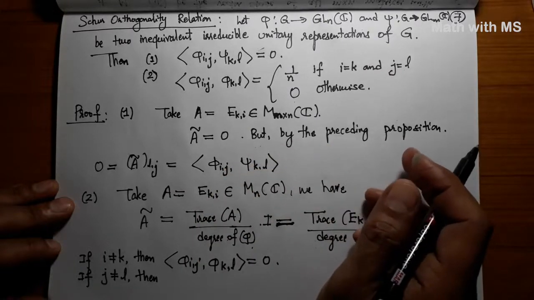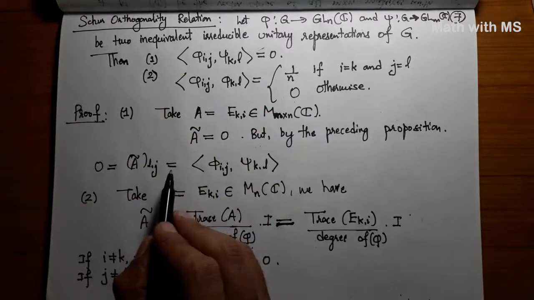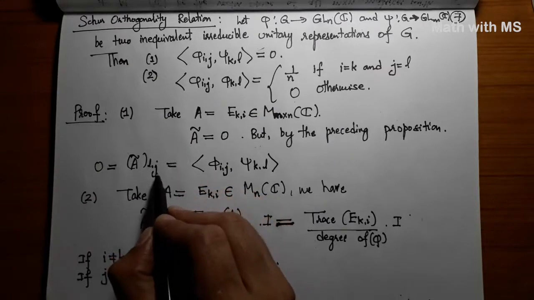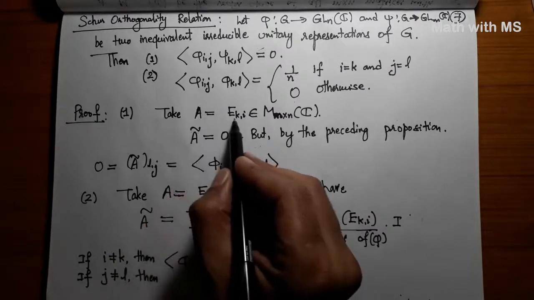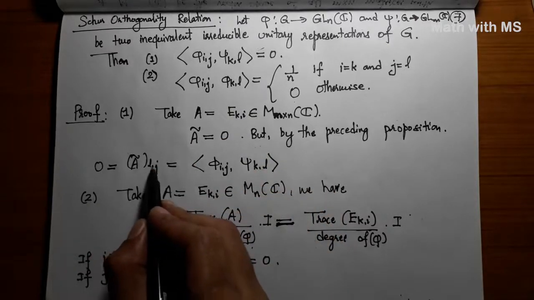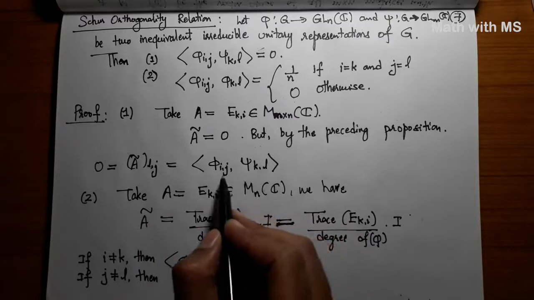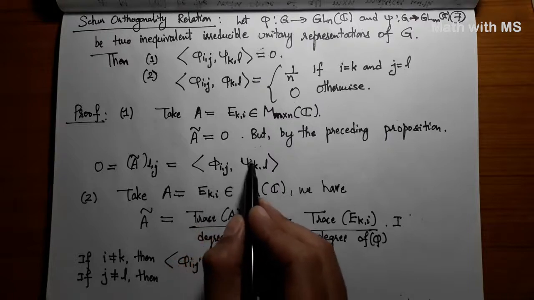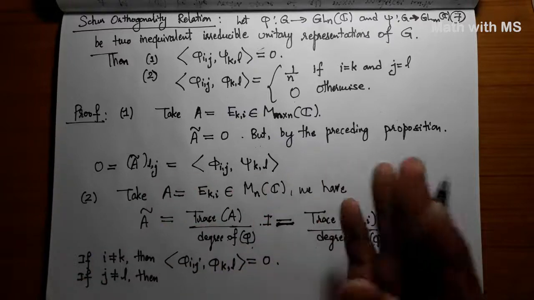And in the proposition just before this proof, we showed how to find the ljth entry of this A tilde, where A is given by E_ki. So the matrix itself is 0, therefore all the ljth entries are 0, and these are precisely given by this inner product on the group algebra. Therefore the inner product of the coordinate function phi_ij with the coordinate function psi_kl turns out to be 0 for all ij and for all kl.